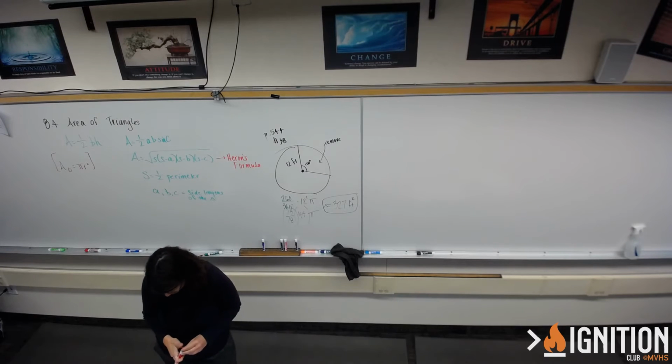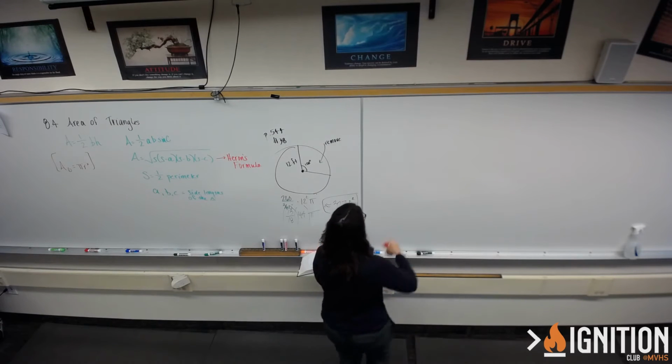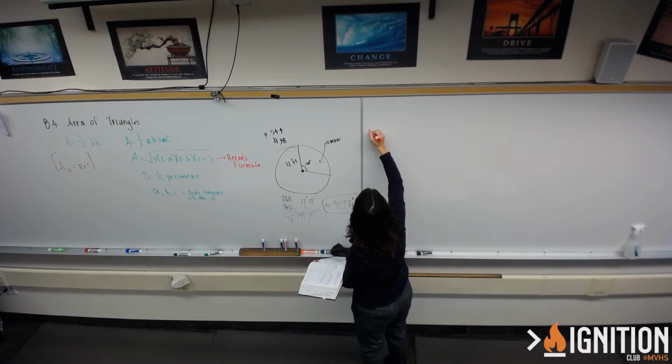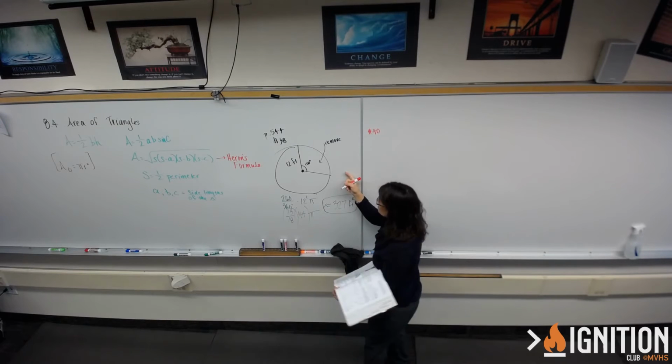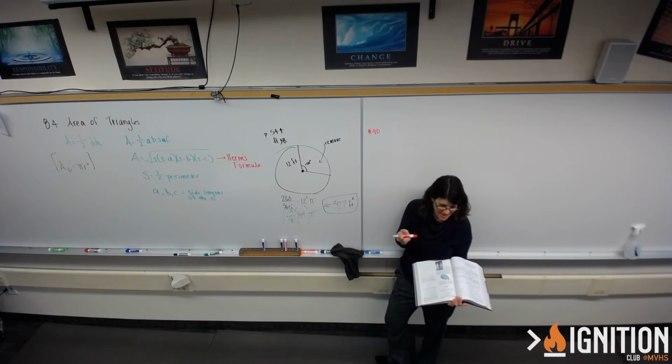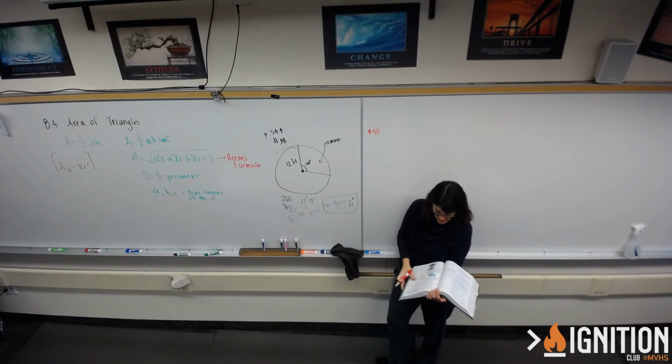Okay, let's look at number 40. More area, this time with circles and triangles. You'll notice, this problem we just did had nothing to do with Heron's formula, 1/2 base times height, nothing. So keep that in mind.